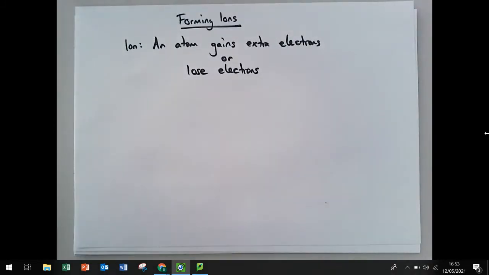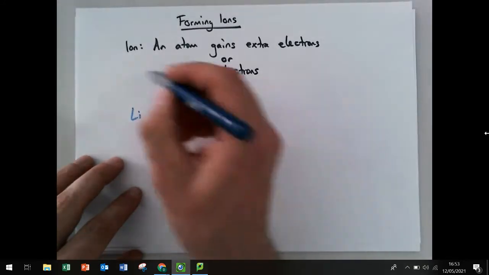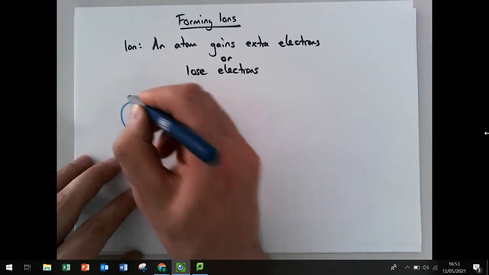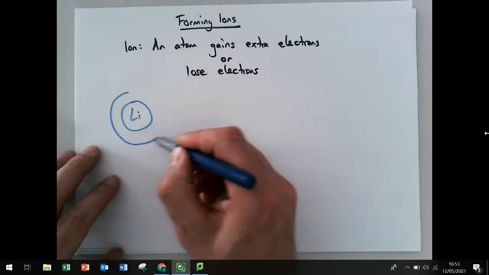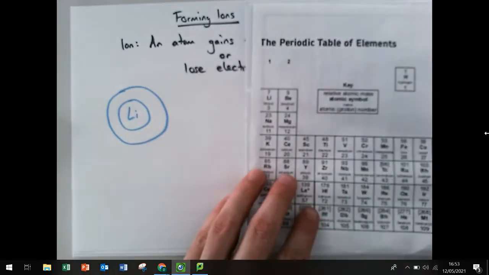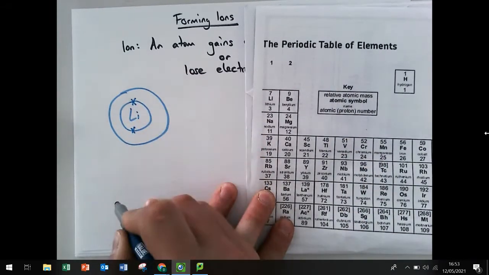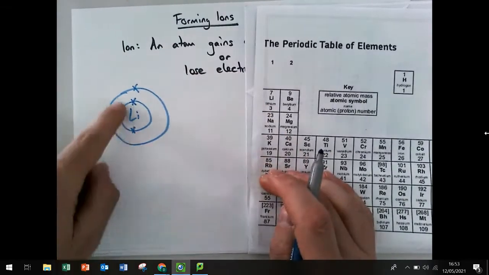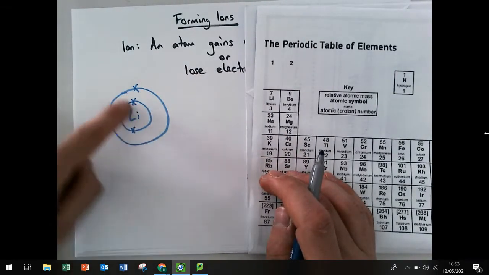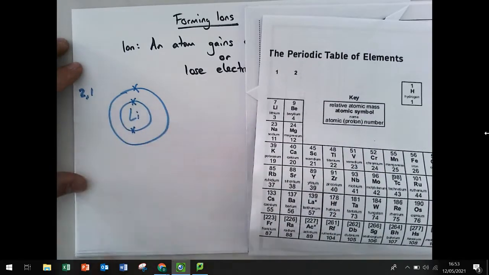So let's look at some examples of this. So let's look firstly at lithium. So I'm going to draw the electron configuration for lithium, which means the way the electrons are arranged. So I'm going to look on my periodic table and I'm going to see that lithium has 3 electrons, and I know that the first shell contains 2 electrons and the second shell will have the third electron, so just 1. We could, if we wanted to, write the configuration 2, 1.